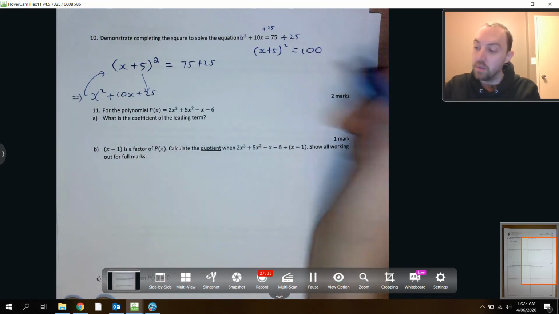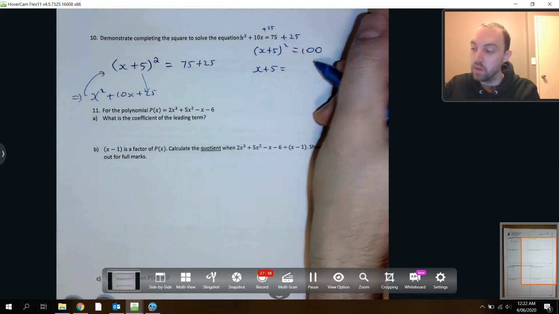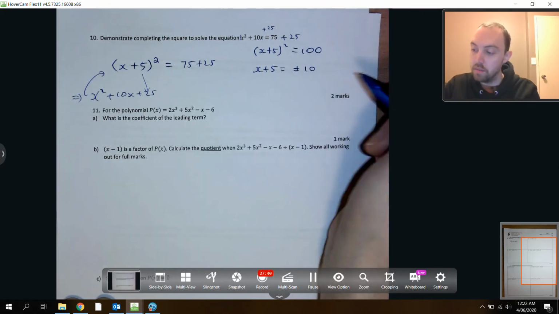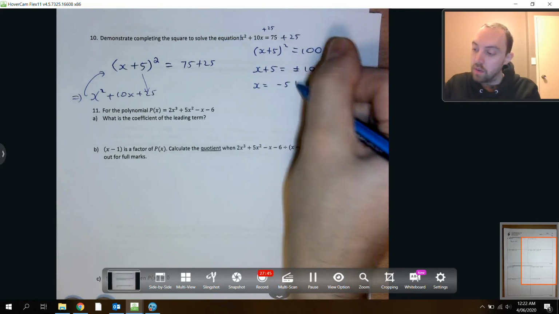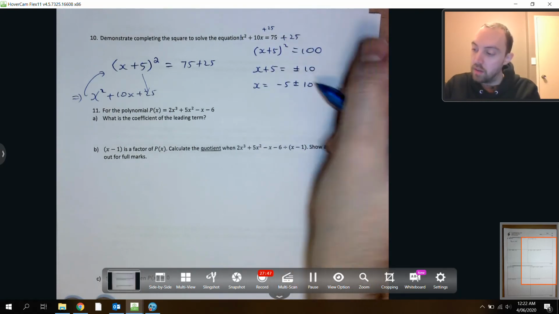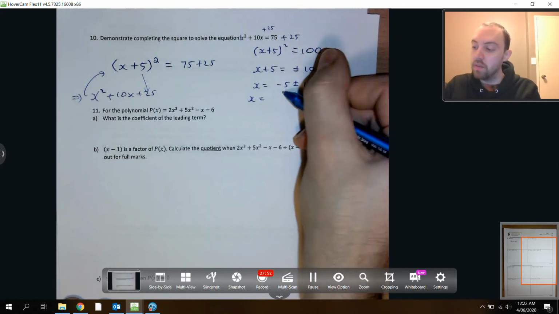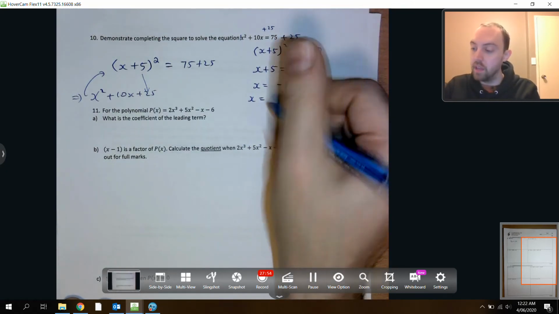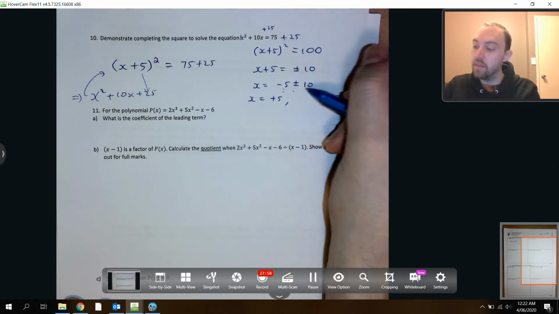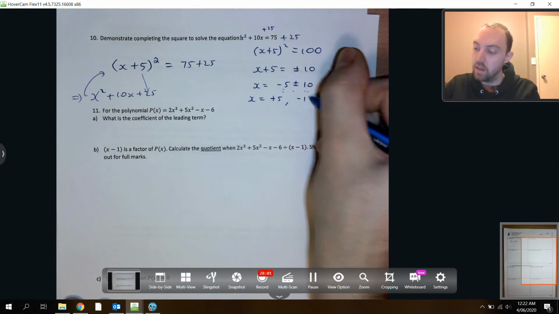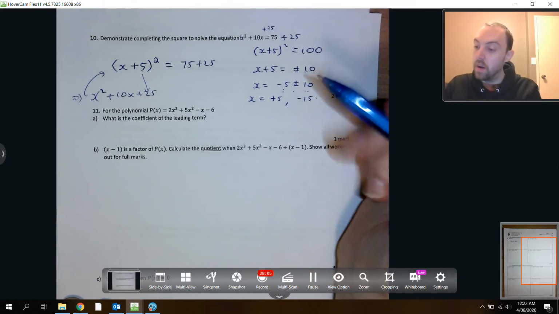And then I can take the square root. x plus 5 is equal to the square root of 100, which is plus or minus 10. x is equal to negative 5 plus or minus 10. So x is equal to negative 5 add 10 is positive 5, and negative 5 take 10 is negative 15. There's my two solutions.